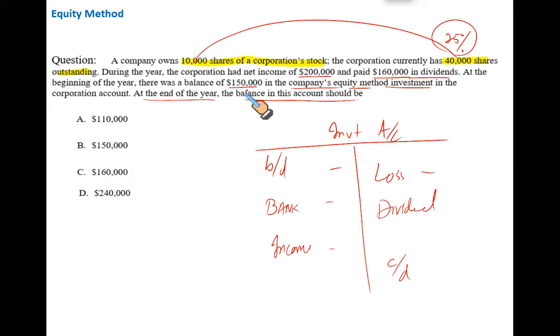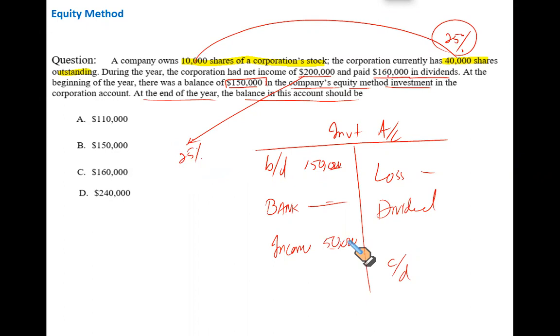Your opening investment account had a balance of $150,000. So this is it. $150,000 is the opening balance. We didn't make any further investment during the period. It further says that this company earned $200,000 net income during the period. Since I hold a 25% investment in this company, 25% of this income is mine. So 25% of 200,000 is going to be $50,000. This is the income on equity-based investing.